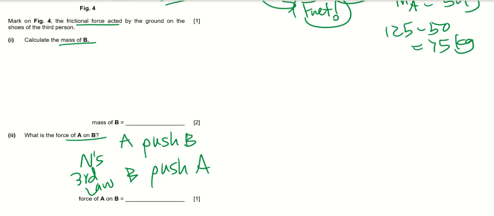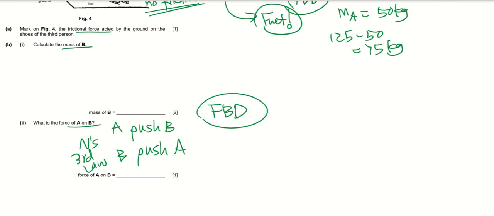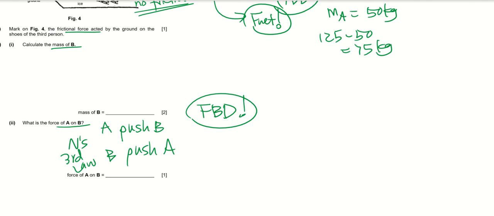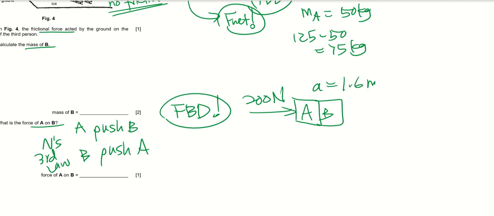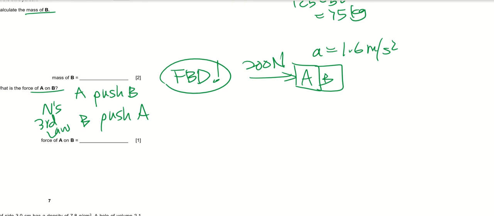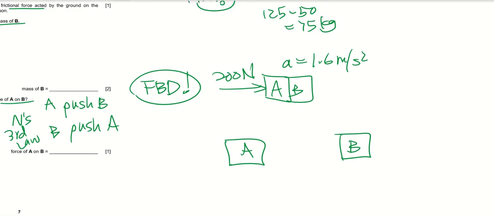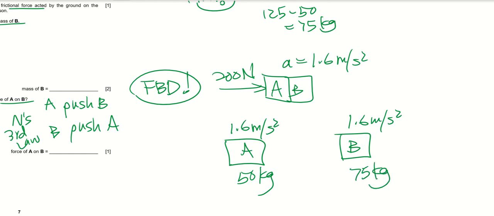Okay, so now we have to draw the free body diagram. You see this practice paper, everything is about free body diagram, so you need to master your free body diagram. Previously we drew A and B together, acted upon by 200 newtons, remember? And there was an acceleration of 1.6 for both. Now we have to draw the free body diagram for A and B separately. The acceleration of 1.6 meters per second squared still applies to both of them. And since now I know their masses, 50 kg and 75 kg, I can do some calculation.